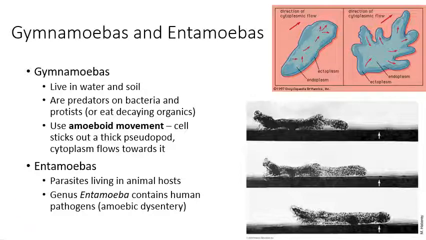Then you have the Entamoebas, which also use pseudopods, but not as much for movement because they just don't need to move as much since they live inside of hosts. They're not predators like the Gymnamoebas are. So they're parasites living inside of some host, which is usually an animal. And we have one genus in there that's important for people, which is the genus Entamoeba, that contains human pathogens, causes a disease called amoebic dysentery.